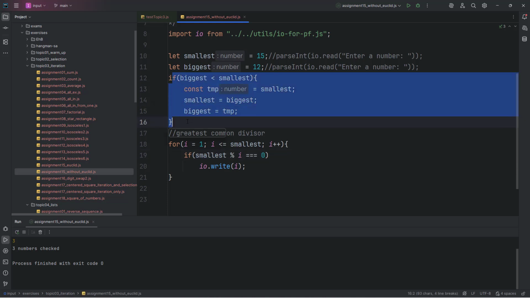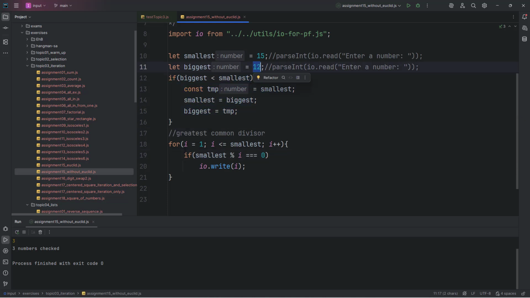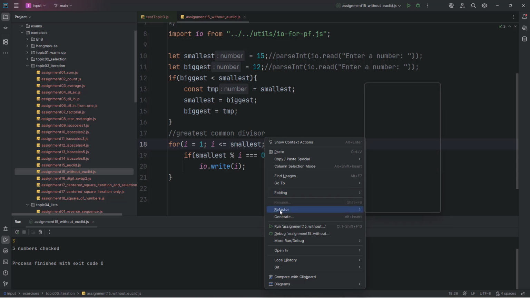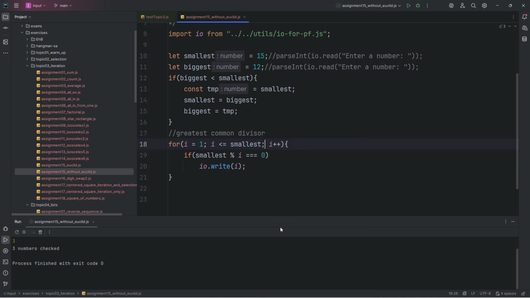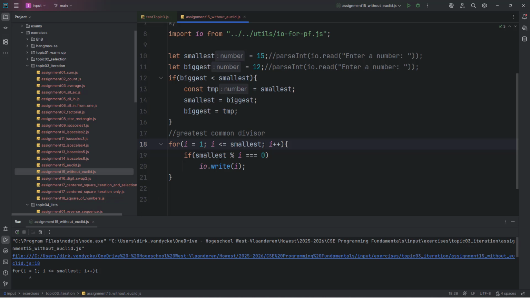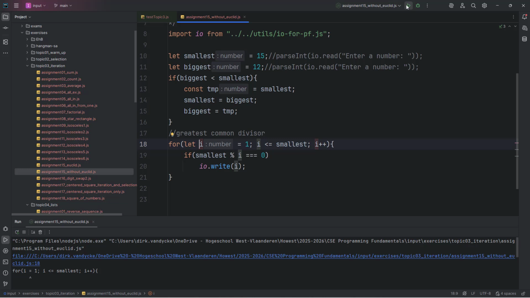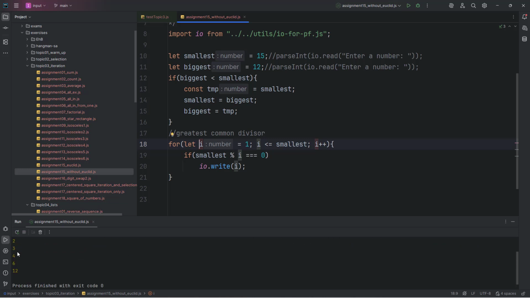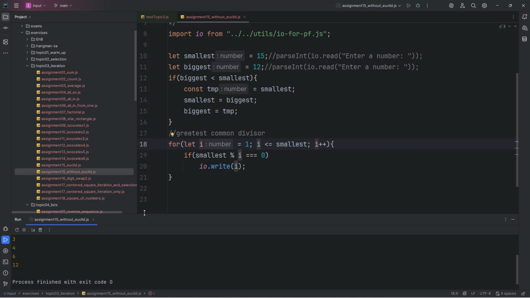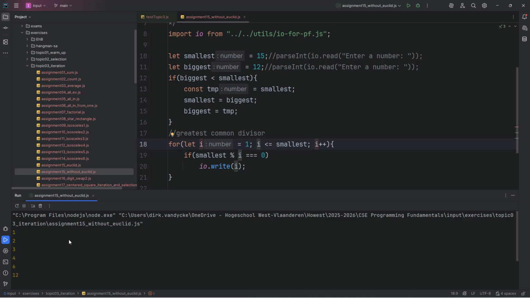So let's see if I can do that. After the if, smallest will be 12 because they will be swapped, and I need to see all divisors here. I have a little error. Yes, I need to define I as a variable. Let's try again. There I have it: 1, 2, 3, 4, 6, and 12. And these are indeed the divisors of 12.